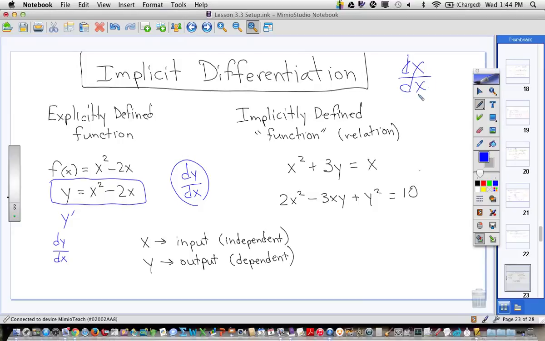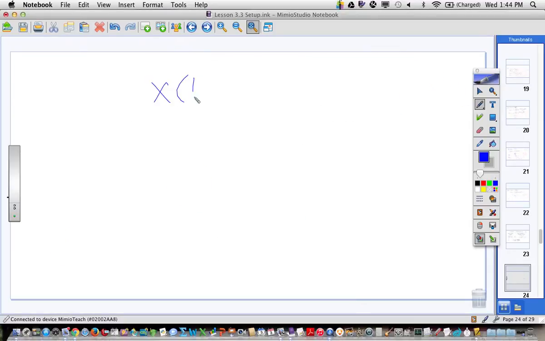Derivative of x with respect to x. Well, that looks like 1, doesn't it? And it is, right? So that's why we don't write x prime, because it's just 1 with respect to x. But remember a while back we talked about a particle moving along the number line, and it was something like this, something like that.